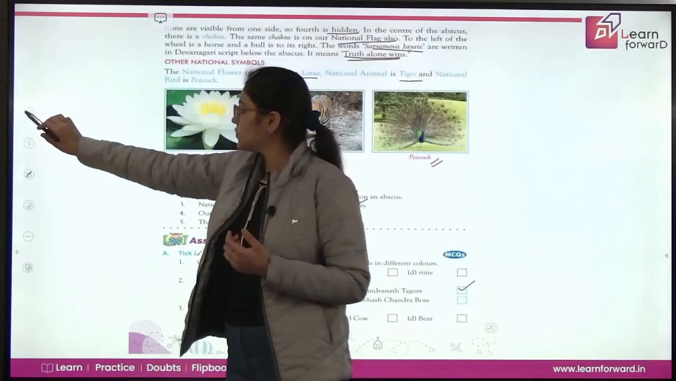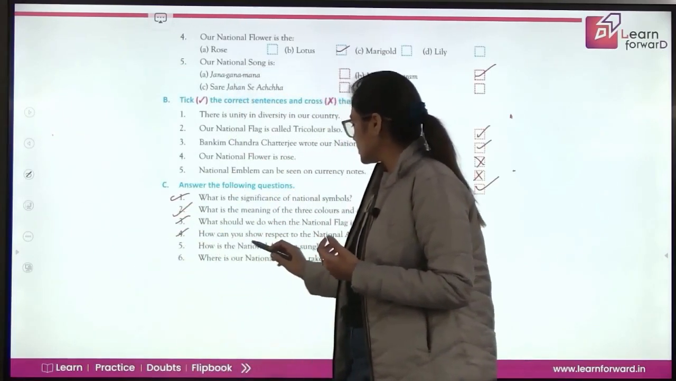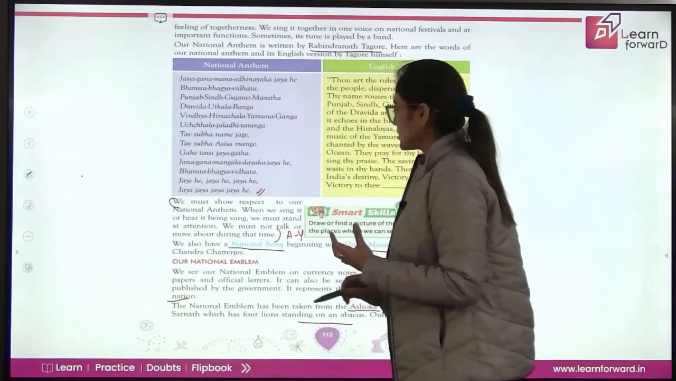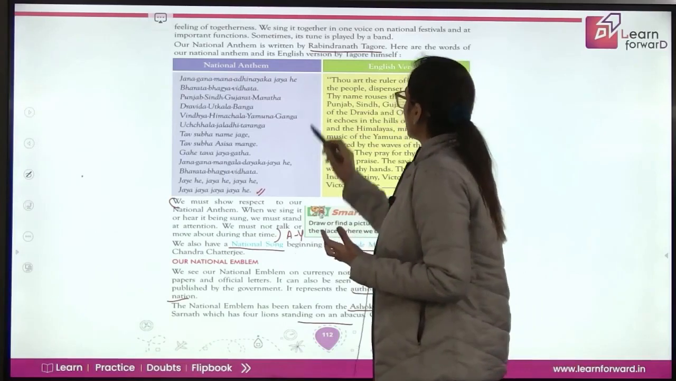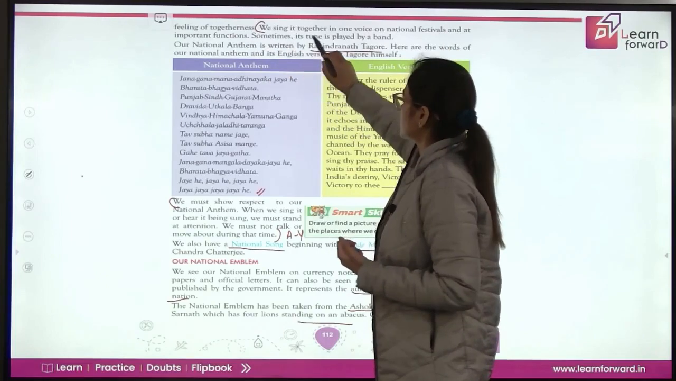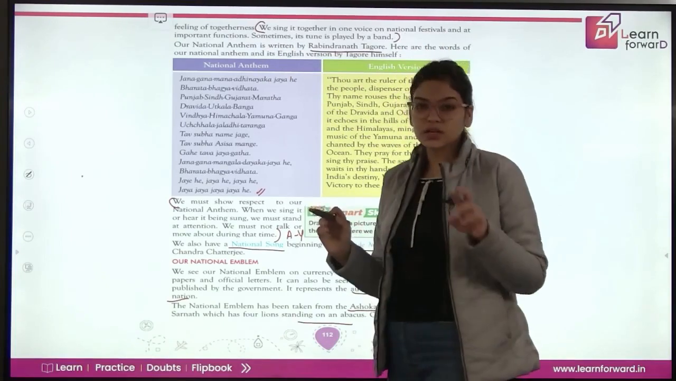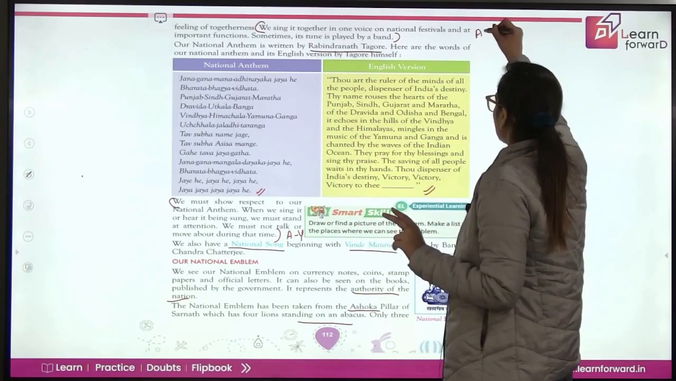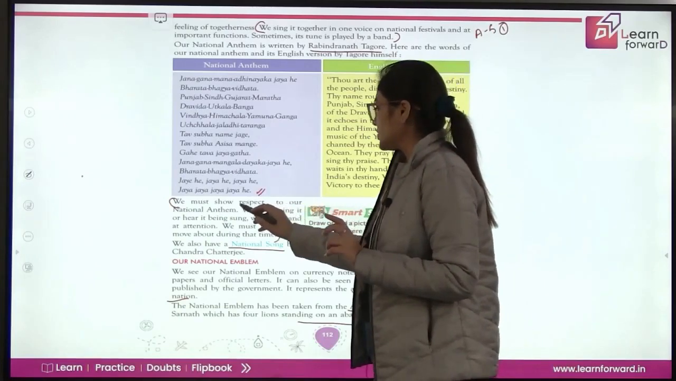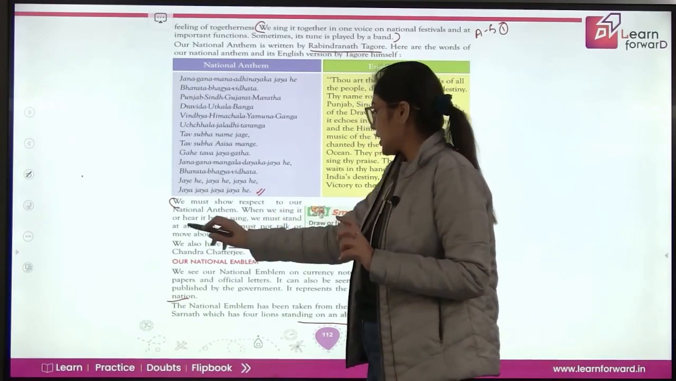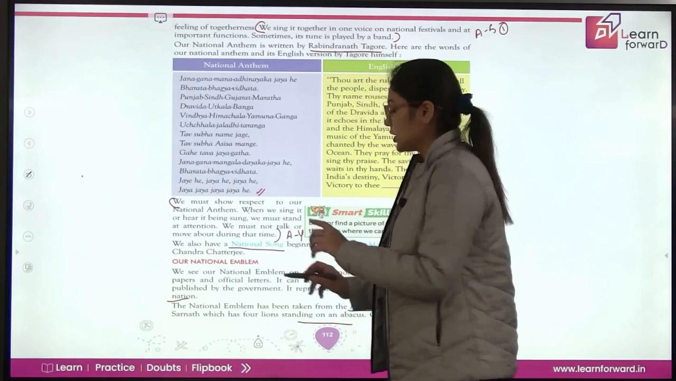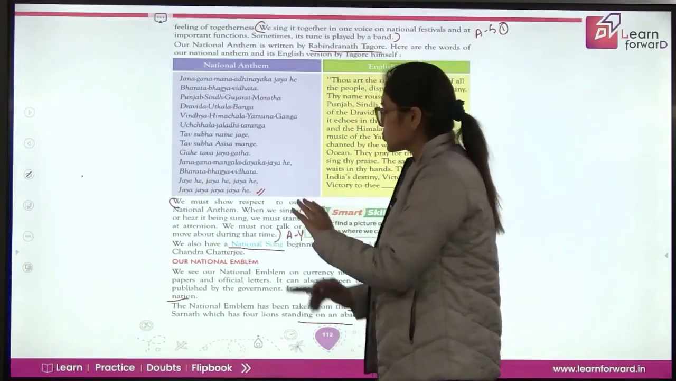Now, question number 5. How is the national anthem sung? You can write, we sing it together in one voice on national festivals and at important functions. Sometimes its tune is played by the band. So, in this answer, you can write 2 points. This is your answer number 5. First point of answer number 5. And second point, what can you write? When we sing it or hear it, we must stand at attention. We must not talk or move during that time. So, you can write this point as well in answer number 5. Don't get confused between answer number 4 and 5.